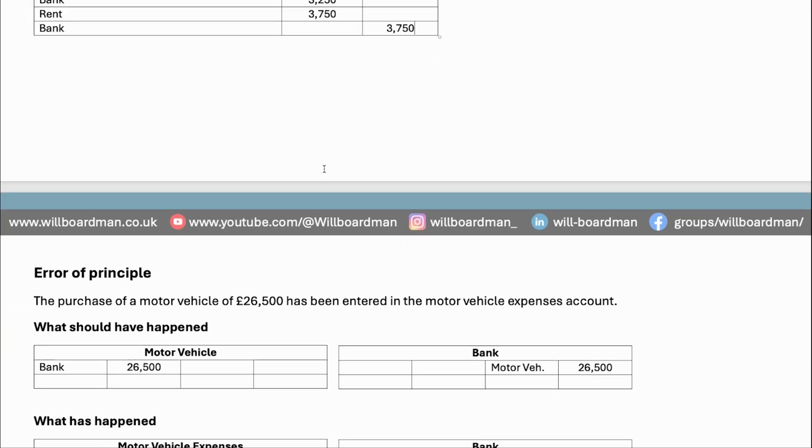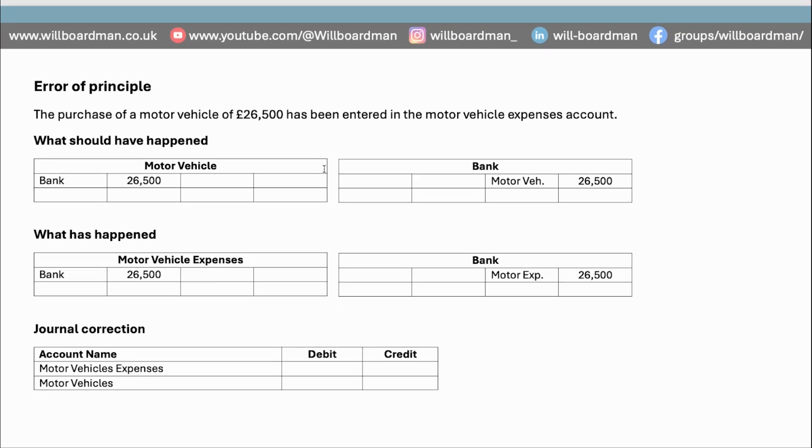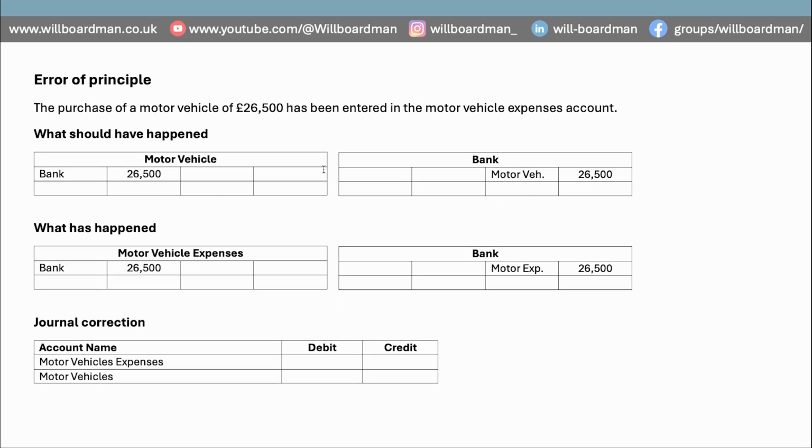Okay, moving down to our next one, which is an error of principle. Now the error of principle would occur when the entry has been put into the wrong type of account. So for example, that could be an income account going to a liability account. Now in this example, it states the purchase of a motor vehicle for $26,500 has been entered in the motor vehicle expenses account. Now the motor vehicle account would be an asset account, and the motor vehicle expense account, fairly obviously, would be an expenses account.